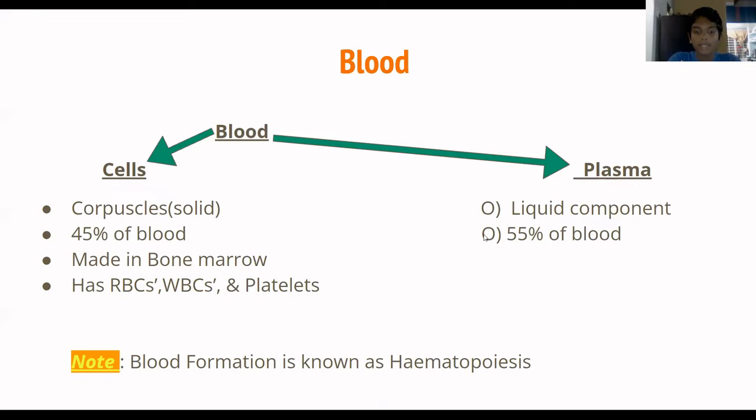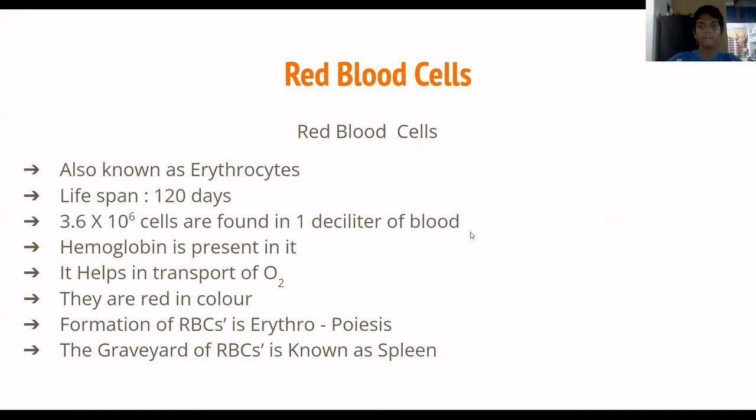The blood formation is known as hematopoiesis. Red blood cells. Red blood cells are one kind of the cells. They are also known as erythrocytes. Their lifespan is 120 days. About 3.6 x 10^6 cells are found in 1 deciliter of blood.